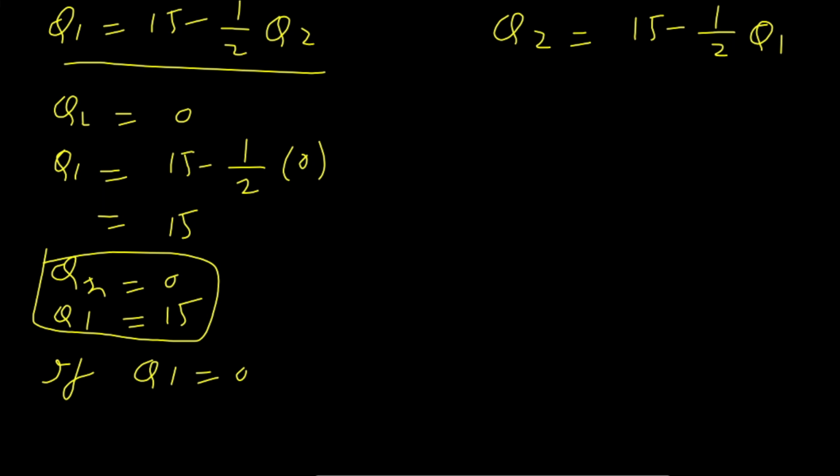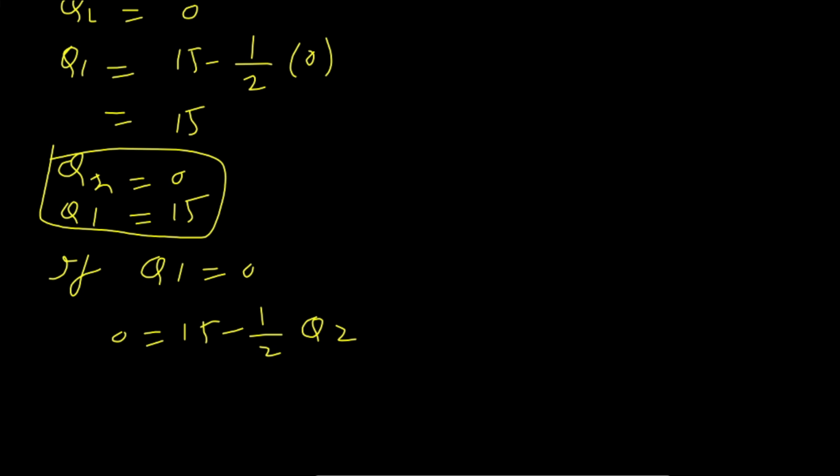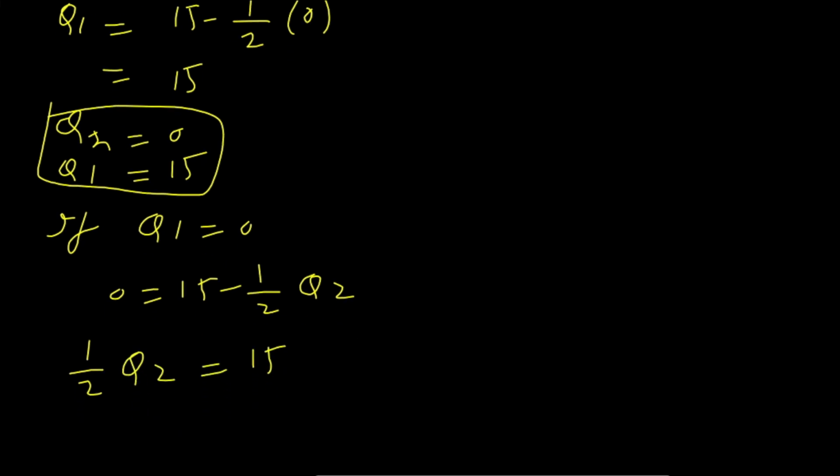Value of q1 is equal to 0, so 0 equals 15 minus 1/2 q2. If we move 1/2 q2 to the other side, the sign will change. So 1/2 q2 is equal to 15, and to remove the 1/2, we have to multiply by 2/1, and do the same thing to the other side of the equation. So this will be cancelled. So q2 is equal to 15 times 2, which equals 30.